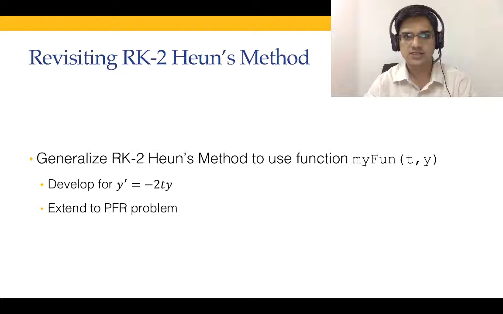Before we do that, let us revisit RK2-Heun's method. What we are going to do today is take the RK2-Heun's method that we had developed for a specific problem, y dash equal to minus 2ty, and modify that to a generic problem that takes myFun(t, y) as an argument. So myFun(t, y) basically generates this f(t, y) and passes it on to RK2-Heun's method. Let's go ahead and modify the code in order to do that.